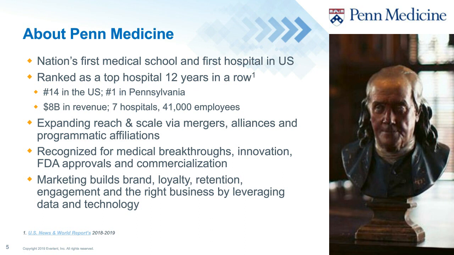It includes a school of medicine, 7 hospitals. We also have a large employed faculty practice, as well as private physicians and other providers on the medical staff of our hospitals. It is about an $8 billion clinical and research enterprise and has more than 40,000 employees. Penn has expanded its reach and its scale over time, and it's done that through alliances and different kinds of programmatic affiliations with other hospitals and physician groups, especially in cancer and neurosciences and other subspecialties.